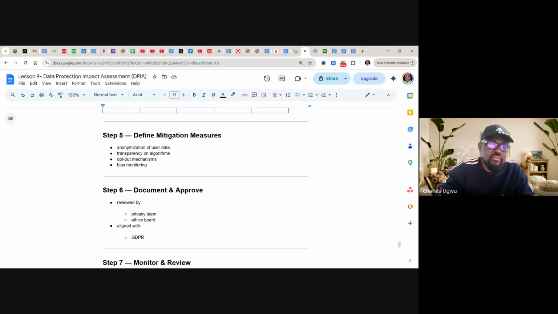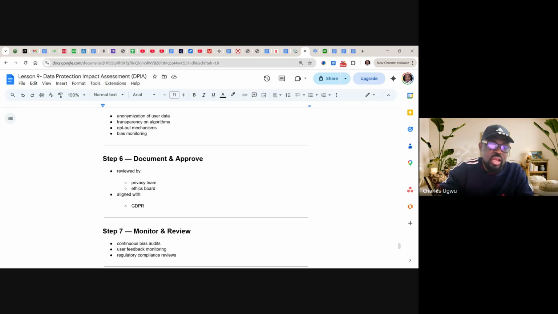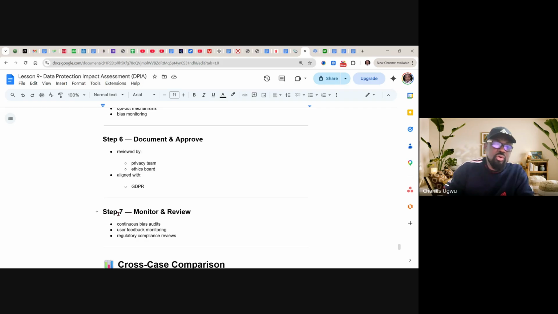And then after that, we carry out a document and approval. It's going to be reviewed by the privacy team. It's equally going to be reviewed by the ethic board under the GDPR law. That is it. And once that is done, then we'll continue to monitor and review: continuous audits, bias audits, user feedback monitoring, regulatory compliance review.